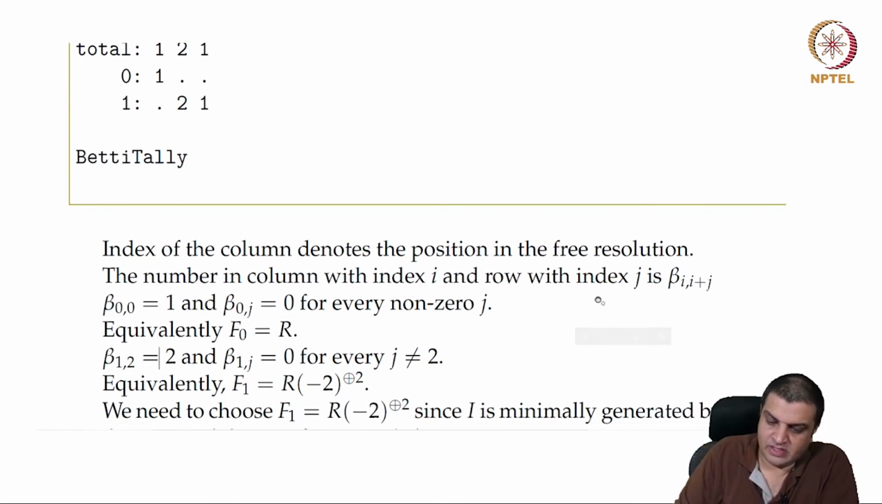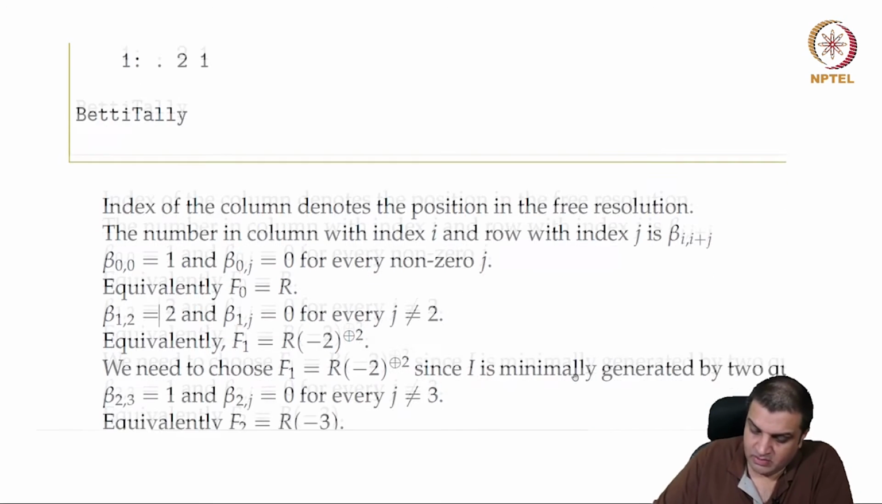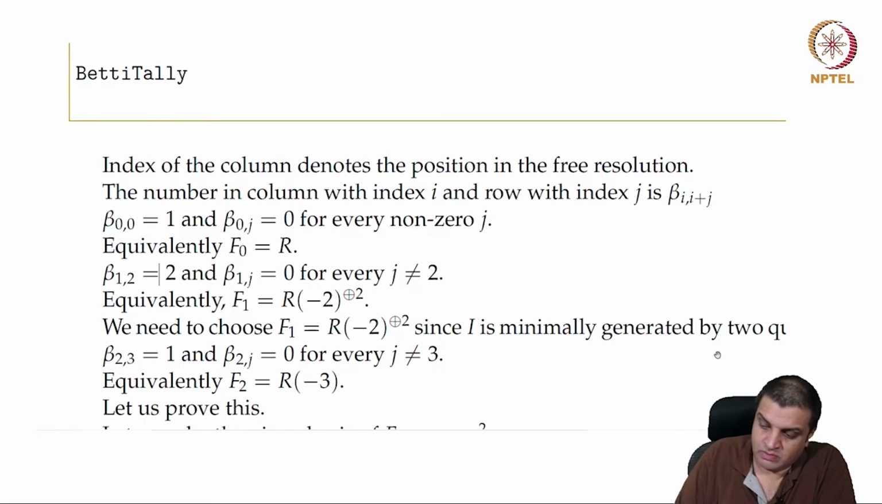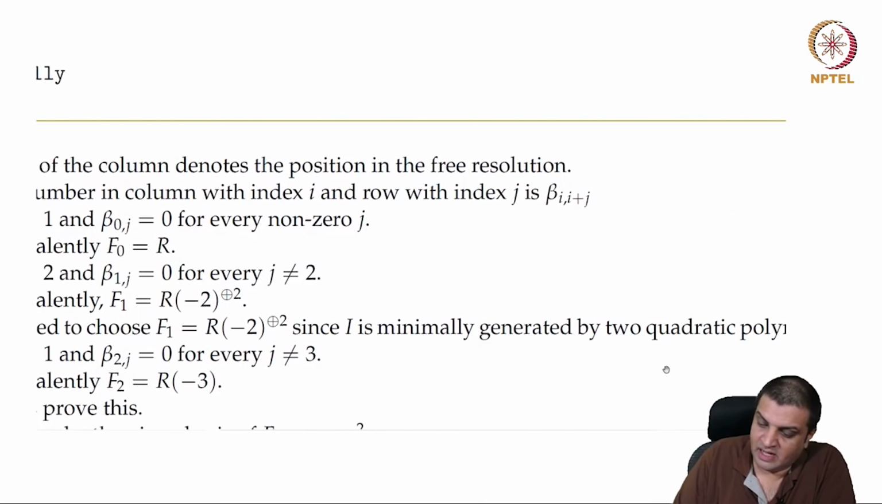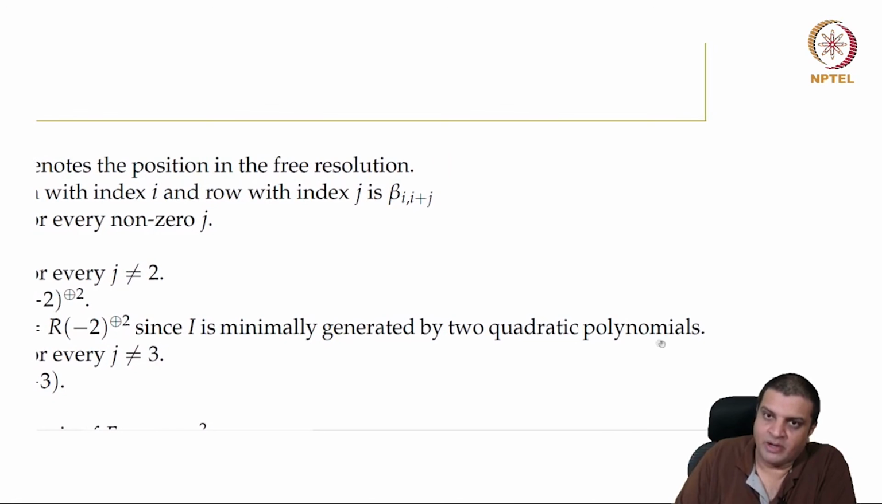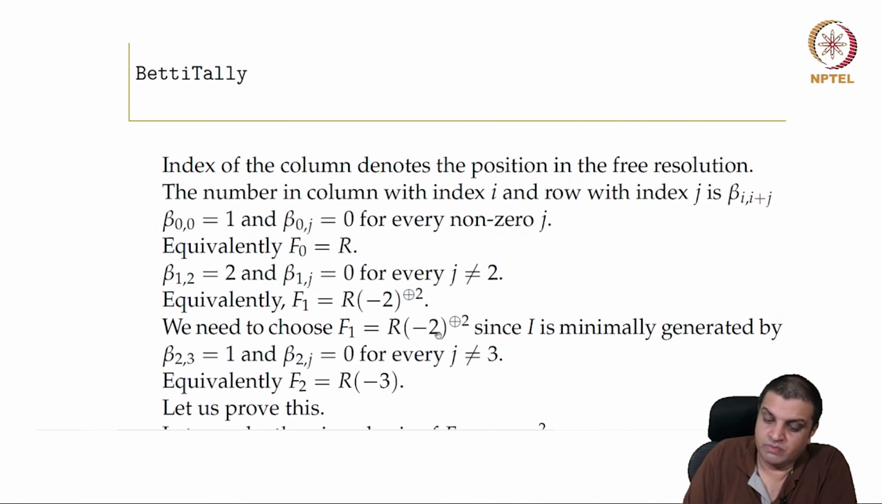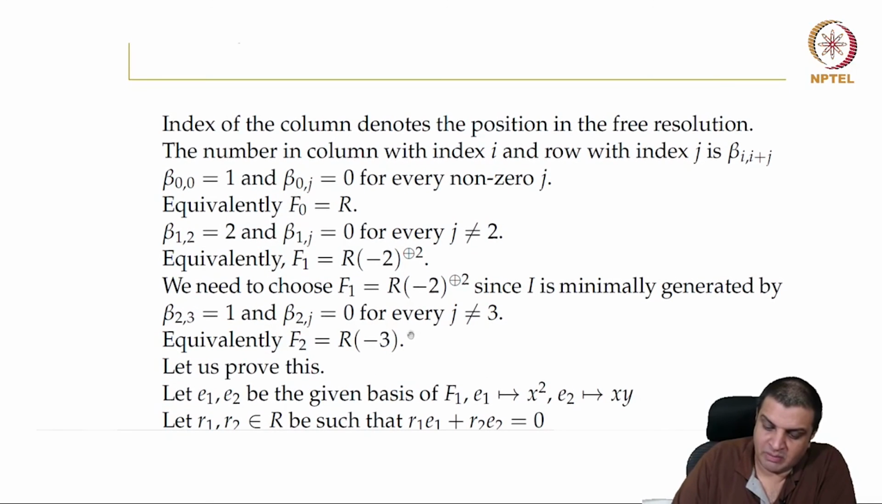Next, beta 1,2 is 2, and beta 1,j is 0 for every j different from 2, and that's just another way of saying F1 is R(-2) direct sum with 2 copies of itself. That is because I is minimally generated by 2 quadratic polynomials, we needed to choose this. There is not much choice. And beta 2,3 is 1, and for other j, beta 2,j is 0. So equivalently, F2 is R(-3).